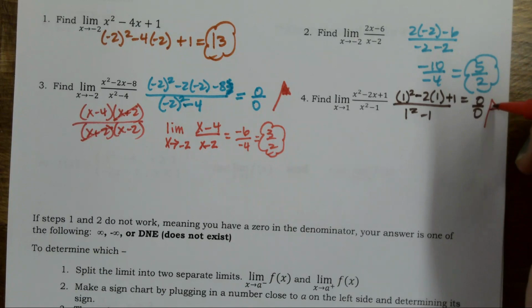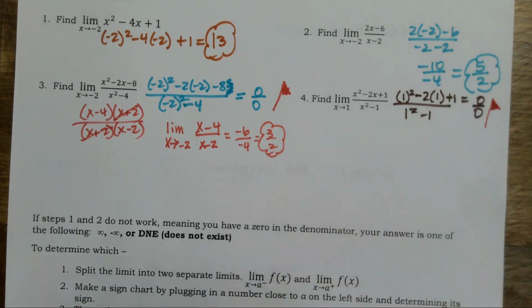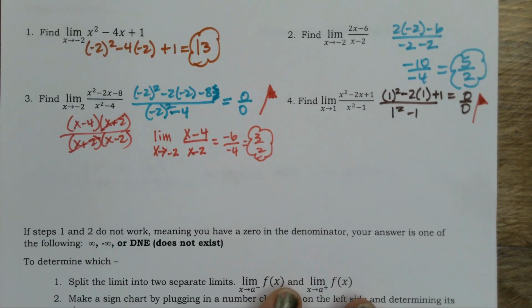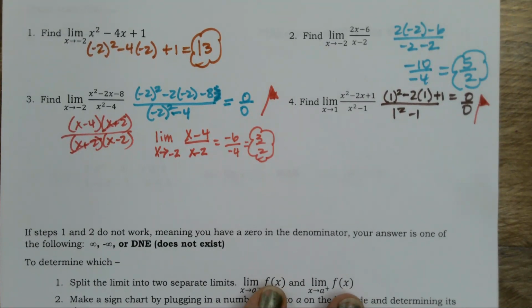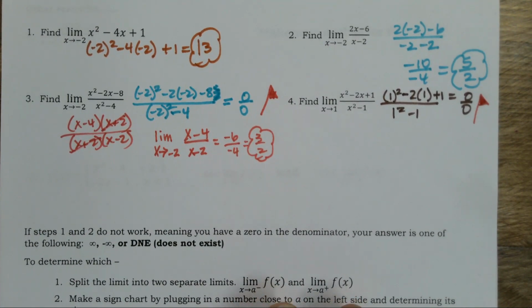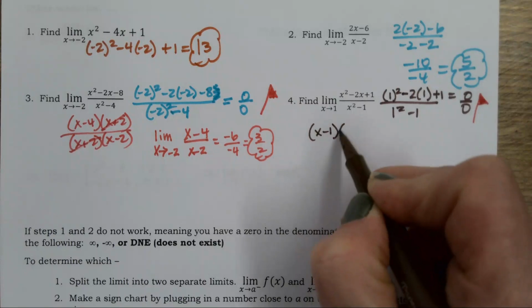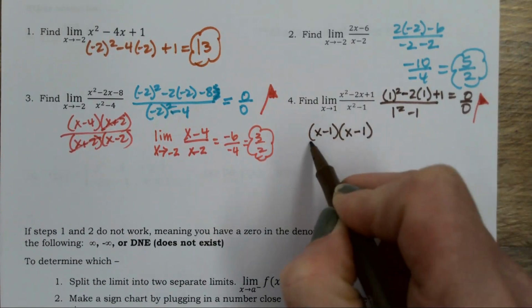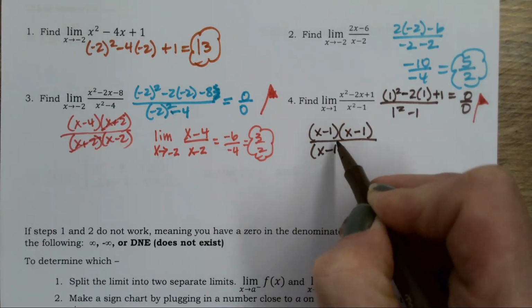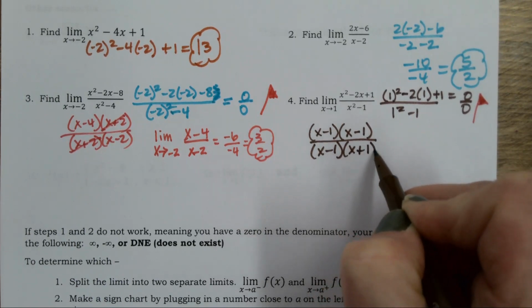Problem. But we're like superheroes of math here. We're fixers. We can fix this. We fix it by factoring. And I'm going to get x minus 1 times x minus 1 over x minus 1 times x plus 1.